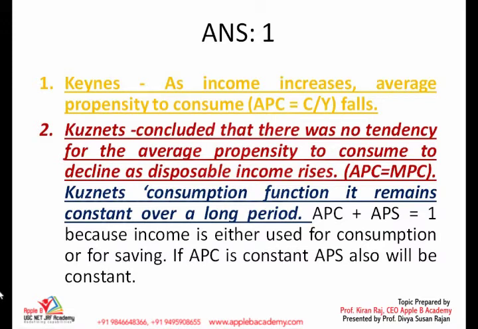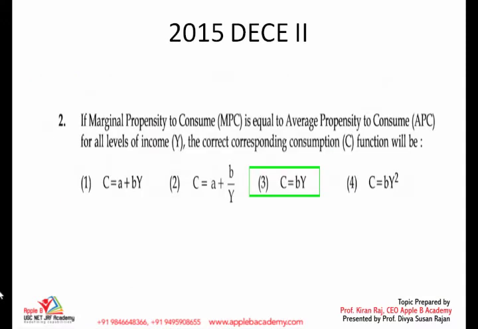If APC is constant, APS will also be constant. So this is just additional information with respect to the Kuznets consumption puzzle. The next question, 2015 December paper 2, question number 2.